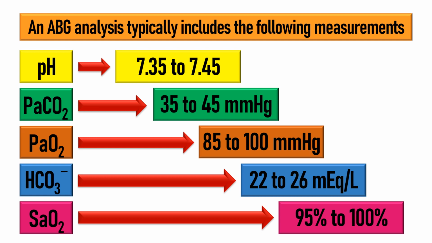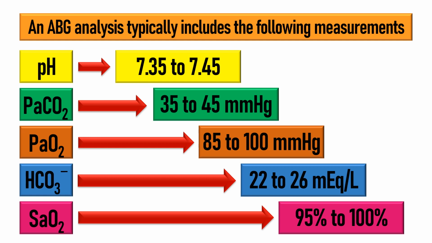PaO2 is the partial pressure of oxygen in arterial blood, reflecting the oxygenation status. The normal range is 85 to 100 standard units. Bicarbonate concentration indicates the metabolic component of acid-base balance. The normal range is 20 to 26 milliequivalent per liter.